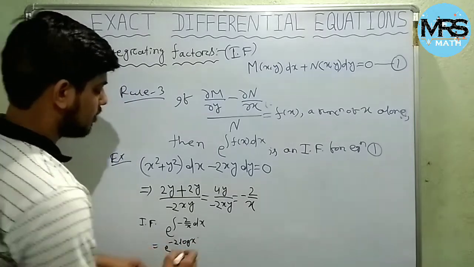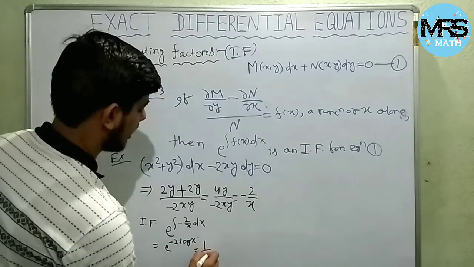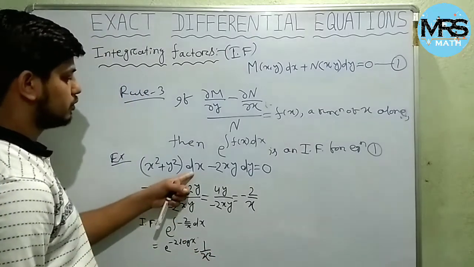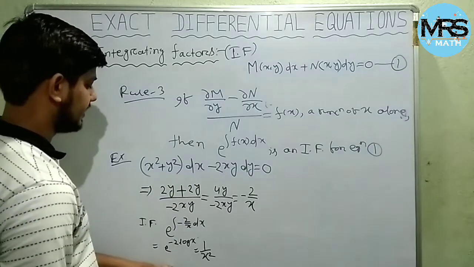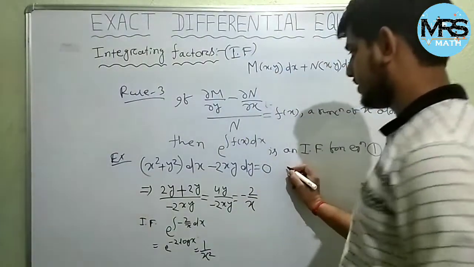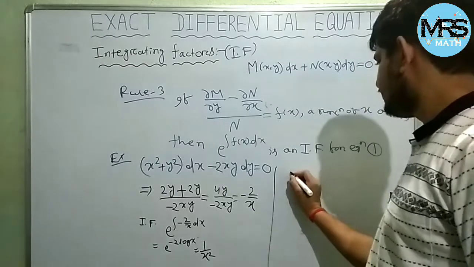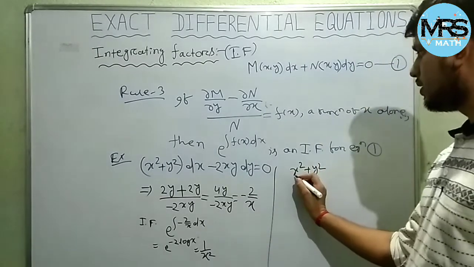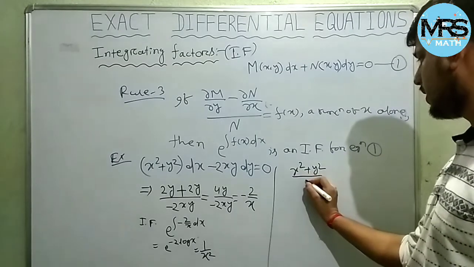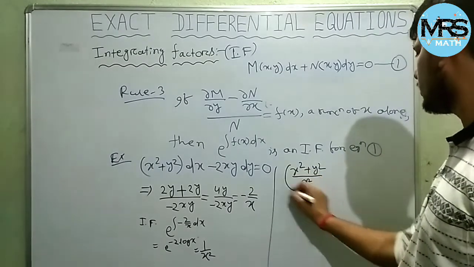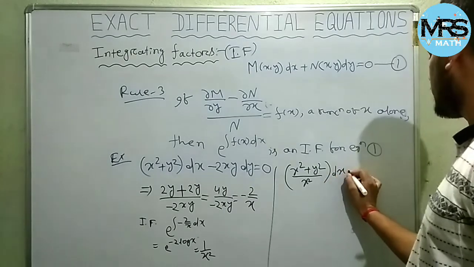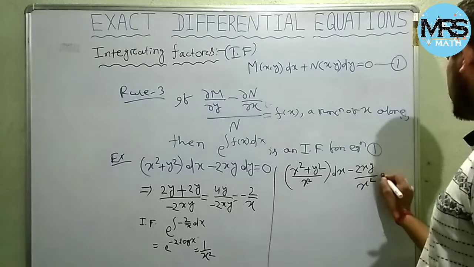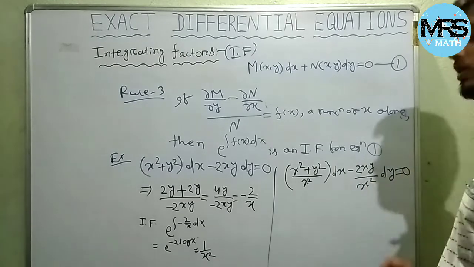So it will be 1 by x square, right? Now we will multiply this integrating factor with this equation. So what we will get, that is, (x square plus y square) by x square dx minus 2xy over x square dy equal to 0.